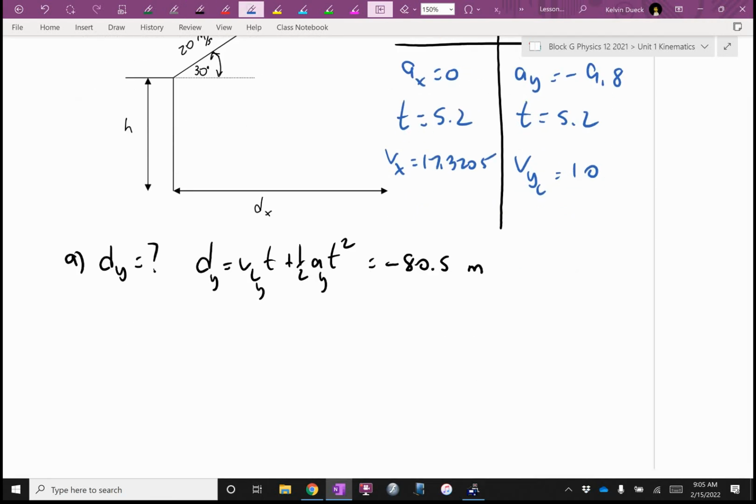B says find the range. Okay. I guess, Xavier, the range is going to be dx, yes? How am I going to find dx? What is ax? 0. So how can I find dx? dx equals vxt plus nothing, right? I'm not even going to write it. I don't even want to tempt myself to put the negative 9.8 in there absent-mindedly. Is that okay?